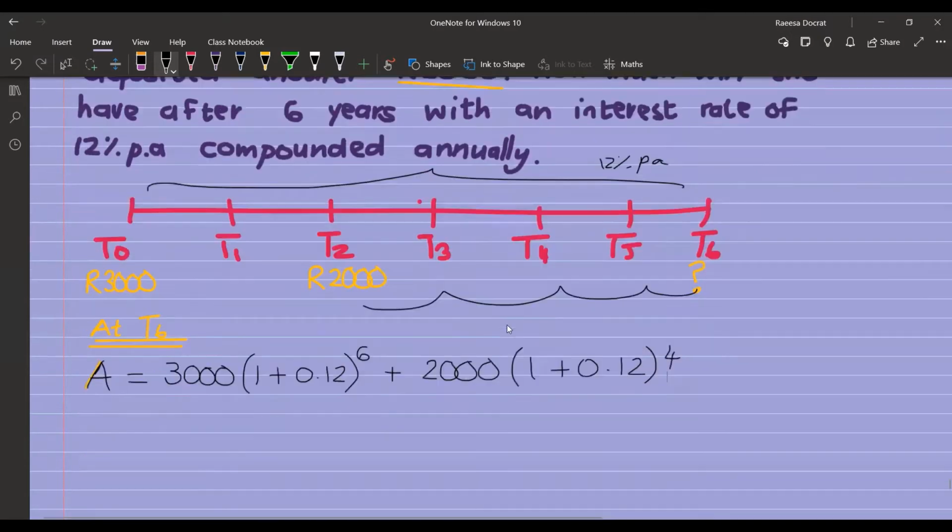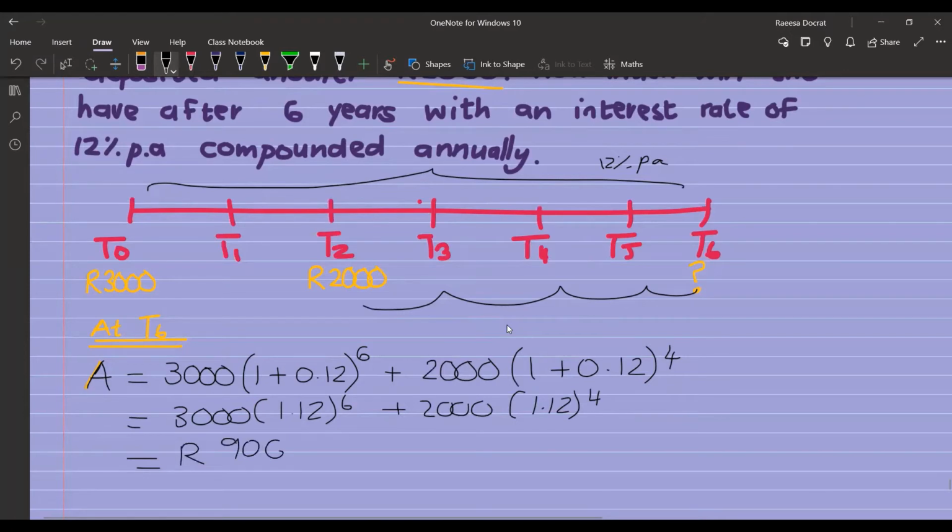We can simplify that if you'd like. So this is 3,000 times 1,12 to the power of 6 plus 2,000 times 1,12 to the power of 4. Typing that into the calculator, you can then get the accumulated amount. So it's 3,000 times 1,12 to the power of 6 plus 2,000 times 1,12 to the power of 4. What we then have is 9,068,51 to 2 decimal places. Please take note of the fact that we're adding the interest as well.